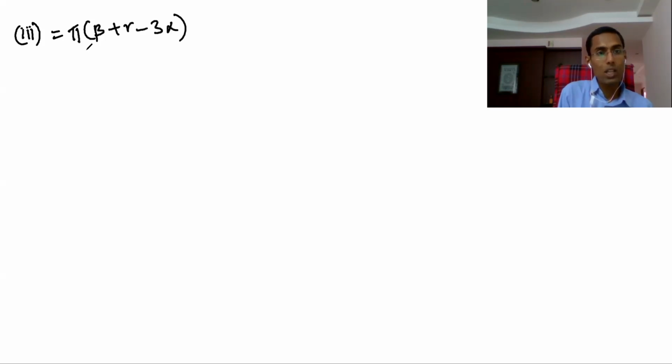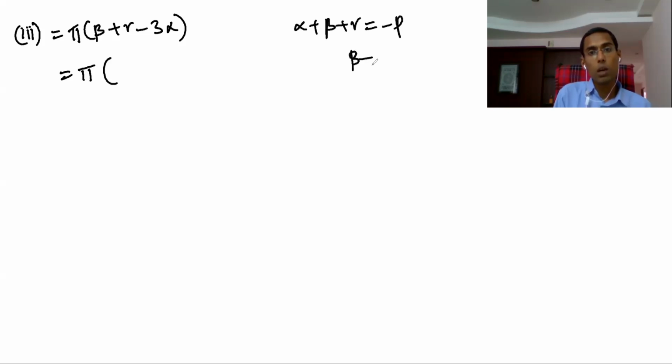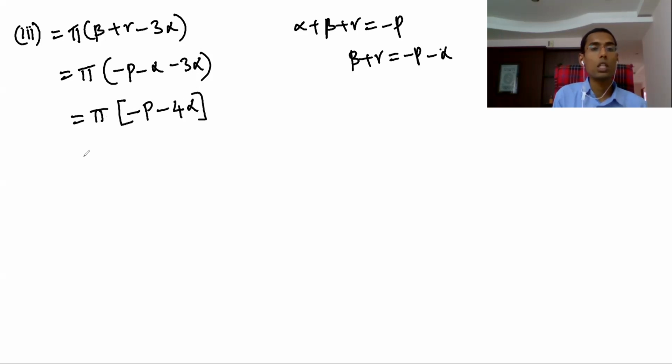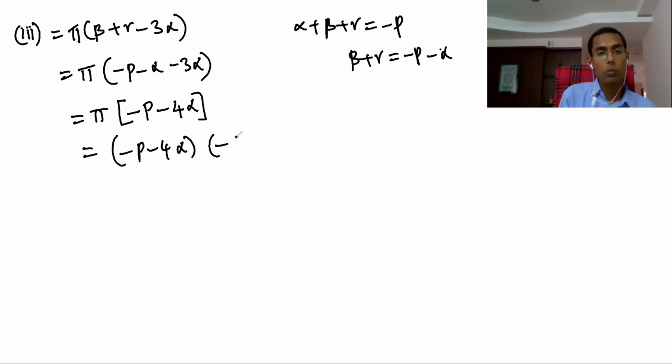This pi I am writing product of 3 terms. So one term I am taking, this is going to be this, we know alpha plus beta plus gamma is minus p, we know. So now beta plus gamma is minus p minus alpha. So here I am going to write minus p minus alpha minus 3 alpha. So here pi times, this is minus p minus 4 alpha. Actually here pi means product of 3. What are the terms we get? Minus p minus 4 alpha we got. Next minus p minus 4 beta we get, and minus p minus 4 gamma we are going to get.